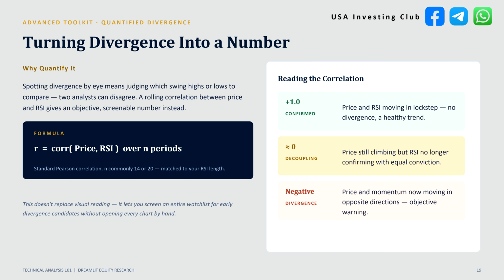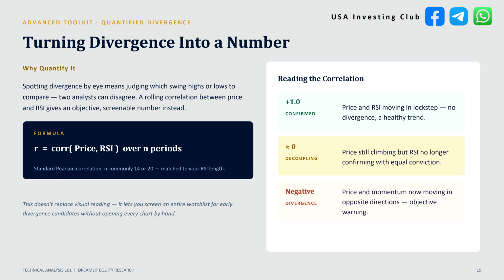So far, we've spotted divergence by eye, comparing swing highs and swing lows visually on a chart. The problem is that 2 different analysts can genuinely disagree about which swings to compare. A rolling correlation between price and RSI gives you an objective, screenable number instead. The formula: R equals the correlation between price and RSI, computed over an n-period rolling window, standard Pearson correlation, with n commonly set to 14 or 20, matched to whatever RSI length you're using.